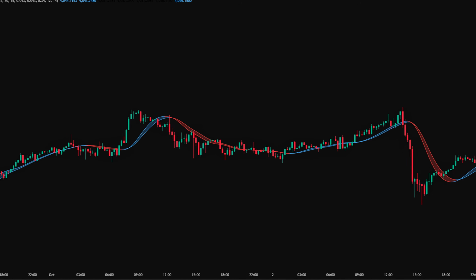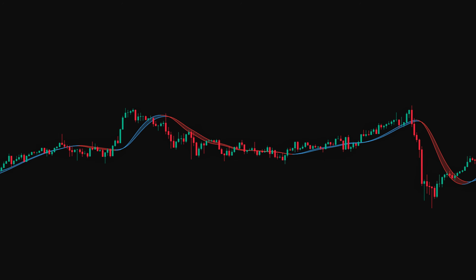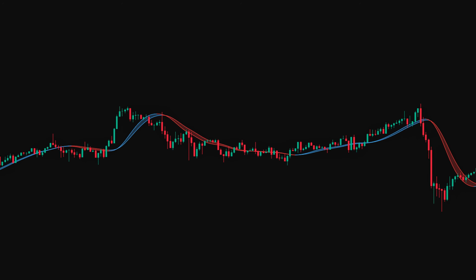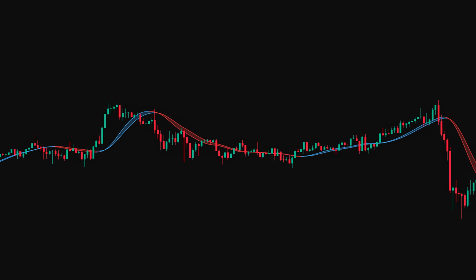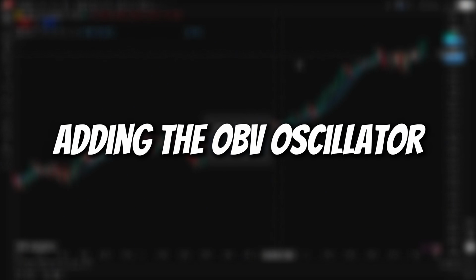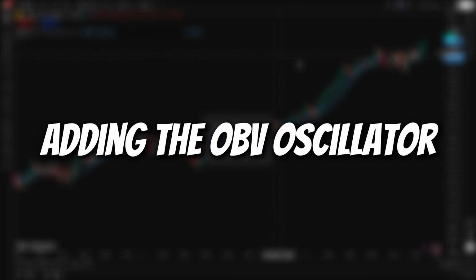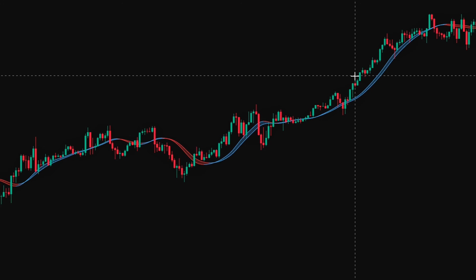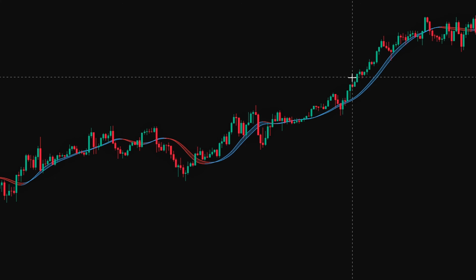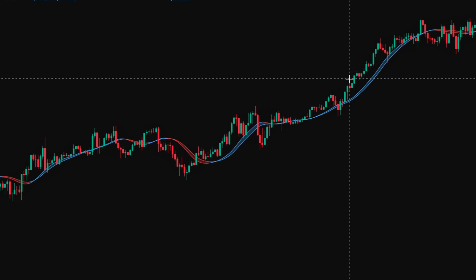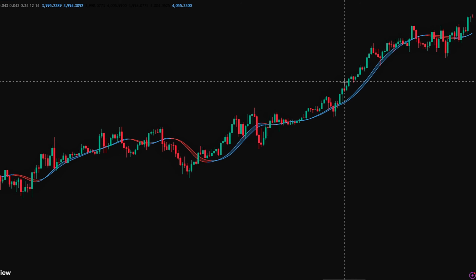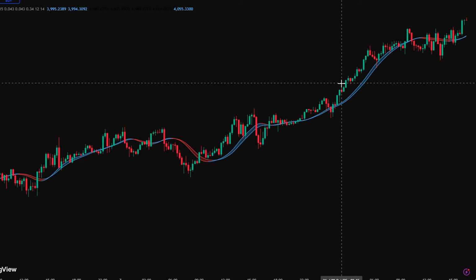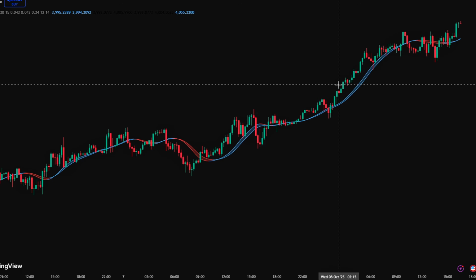This alone gives a powerful view of directional momentum, but to filter out false breakouts, we'll confirm each signal with volume strength using the next indicator. Step 2. Adding the OBV Oscillator. Next, we'll strengthen our setup by adding the OBV Oscillator, a volume-based confirmation tool that measures the relationship between price movement and market volume. While price alone can sometimes give false signals, volume often tells the real story.